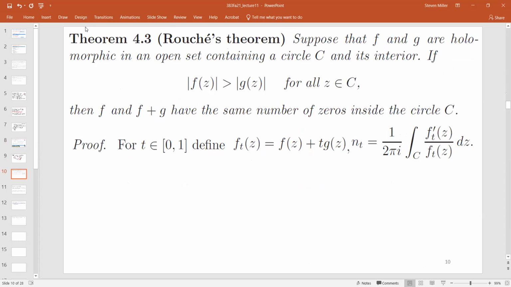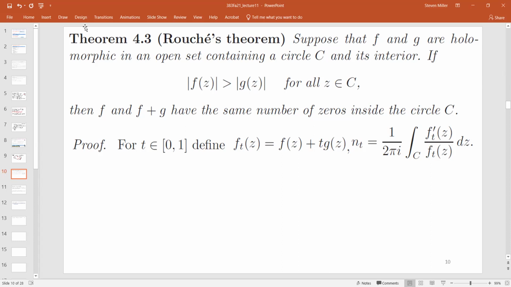All right. So now Rouche's theorem. Suppose f and g are holomorphic in an open set containing a circle C and its interior. So as soon as you see in the book, it's saying a circle C and its interior, basically a nice region where I have the curve and I have everything inside the curve as part of my set. So I can really deform the curve and collapse it. And let's assume |f(z)| is always strictly greater than |g(z)| on this boundary curve. Then f and f plus g have the same number of zeros inside the circle C.